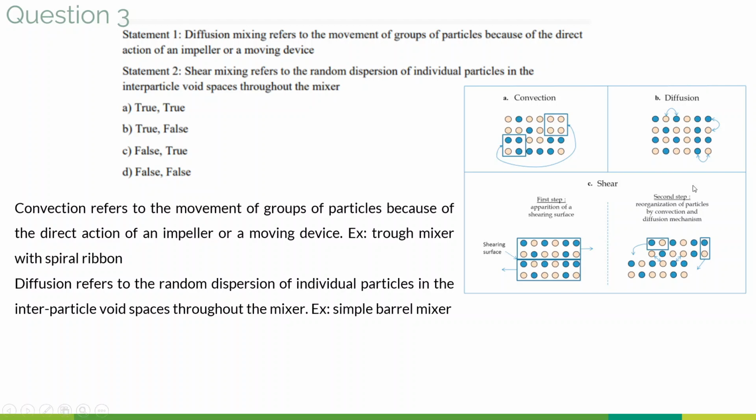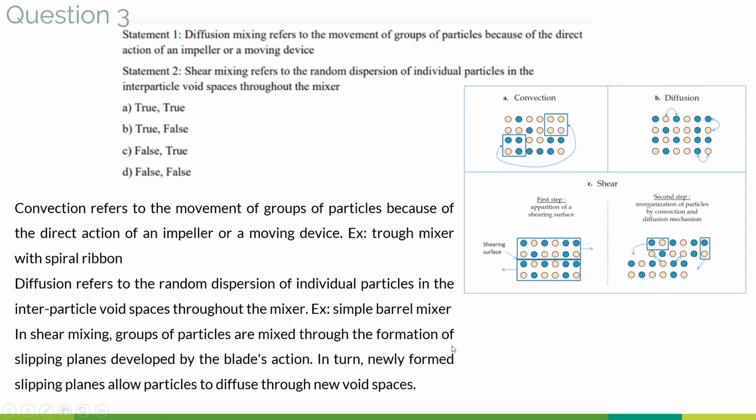The third type is shear mixing, where a group of particles are mixed through the formation of slipping planes. So you have different planes here that contain particles, and these planes are formed because you have a velocity distribution inside the container. With the action of an impeller, the velocity would be very high close to the impeller, but close to the walls of the container the velocity will be very low. So at different points of the container you have different velocities of the particles, and hence you get a velocity distribution. Because of this velocity distribution and momentum transfer, you have the formation of a slipping plane, which will then be mixed.